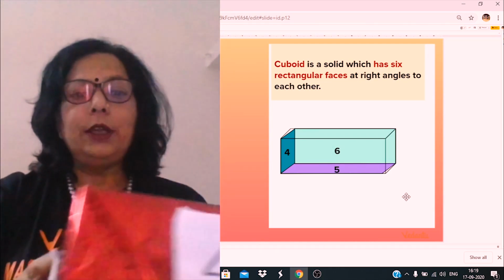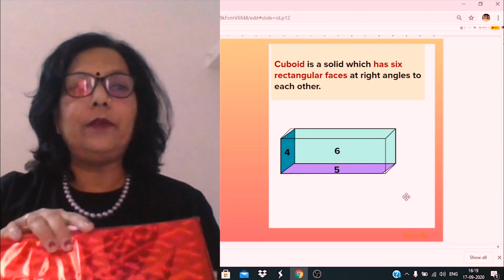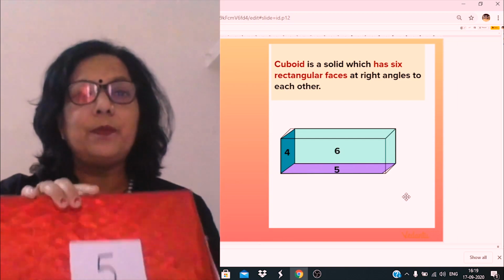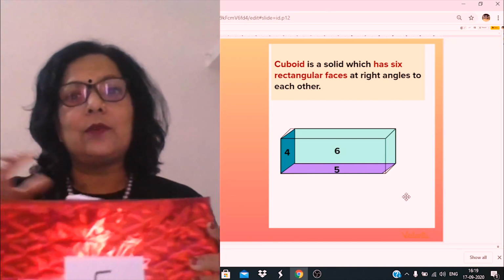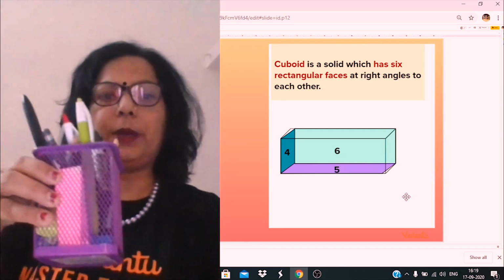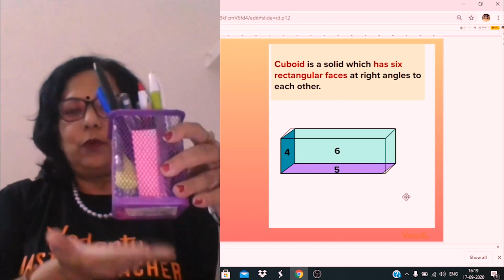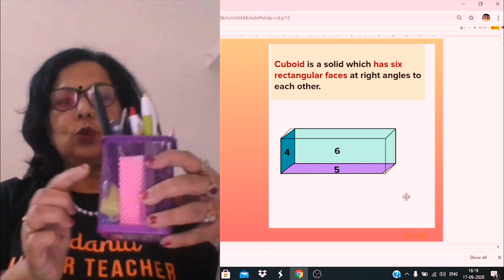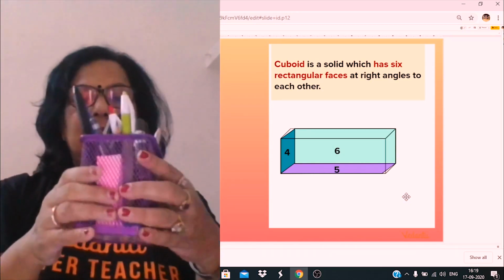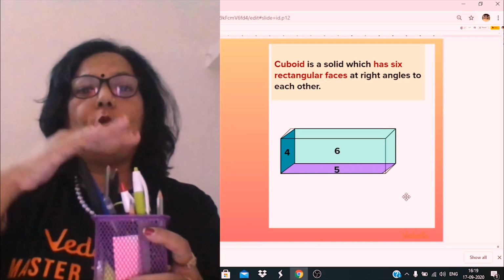So in all you have 6 faces in any cuboid, whether it is small or big. Any box you take will be a cuboid. Now see, I have a pen holder lying in front of me. It's an open cuboid. It has a base, one face, and then 1, 2, 3, 4 are the 4 sides. Fifth is the base and the sixth, the cover, is open.